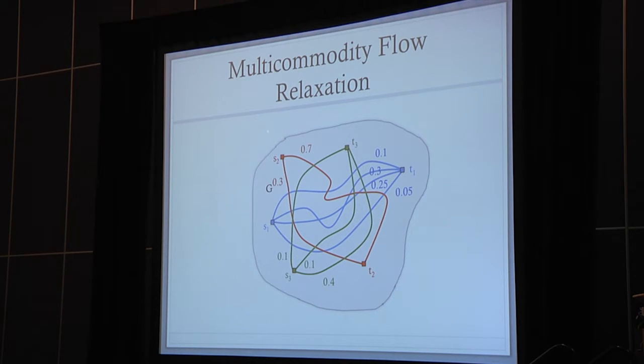So what is this relaxation really saying? Look at this pair S1, T1. I send flow on 4 paths for it: 0.1 along this path, 0.3 along this path, 0.25 along this path, 0.05 along this path. So how much did I send in total? We add this up. It's not even sending it integrally, it is sending it fractionally. And for this one, I send flow along these paths. This one was routed for 1 unit, 0.3 and 0.7.